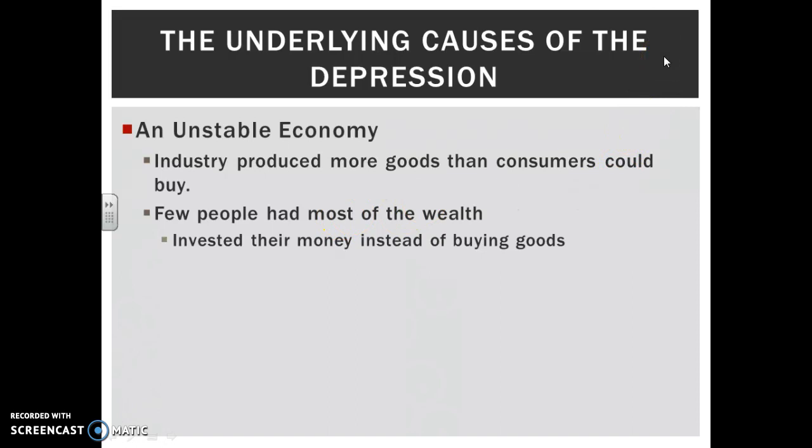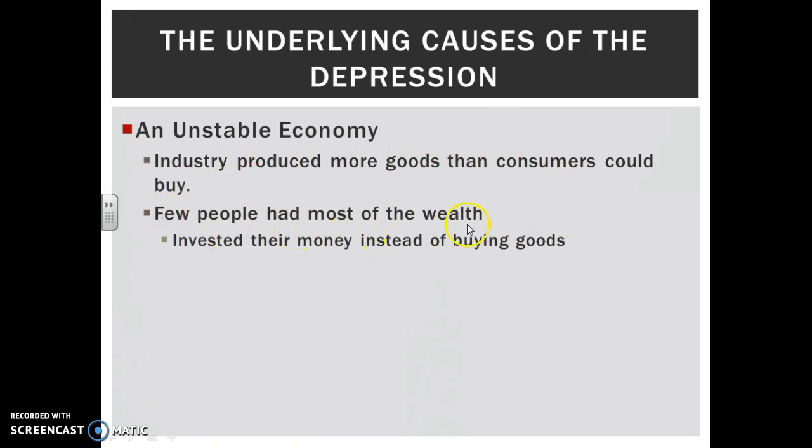So, with the unstable economy, throughout the end of the 1920s, industries are producing way more goods than consumers are willing to buy. If you have consumers buying goods up to this level, but you're producing up to this level, imagine a bar graph here. Production's up here, consumers are buying down here. This surplus that gets you from here to here is a lot of unused goods that you're producing that are just sitting around collecting dust, not making you money. And that's a bad thing for the economy.